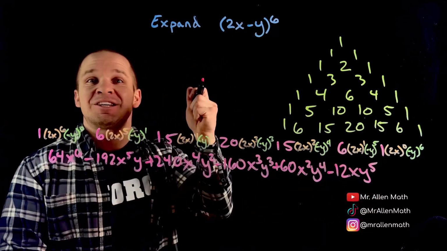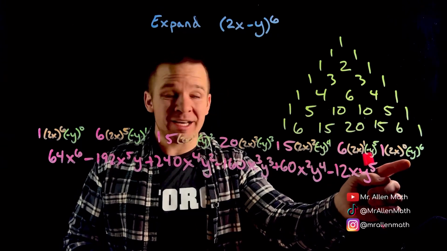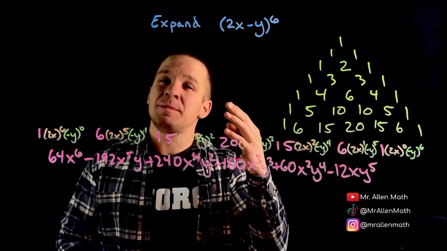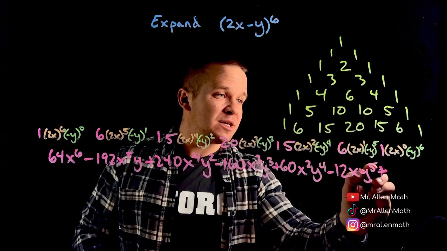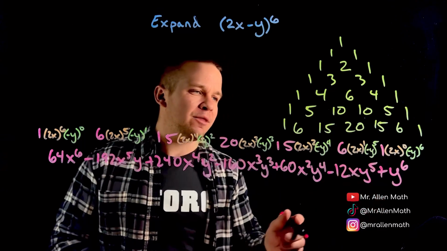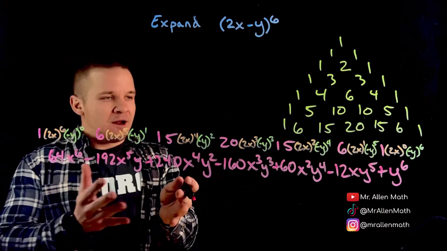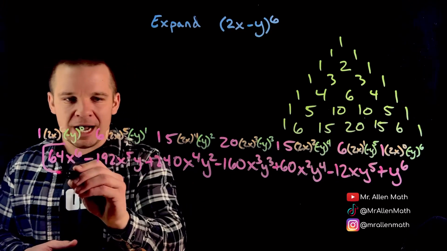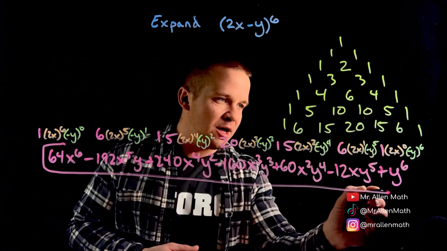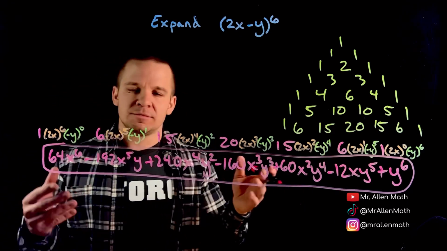Last one here, my last chance. We have 1 times a negative 1 raised to the 6th power. It's an even degree, so that's going to be positive. So I'm going to have plus 1 y to the 6th power there. Woo! Almost messed it up, but that's it. I don't have anything else to do, so I can just go ahead and box this thing. Boom. It's a long answer.